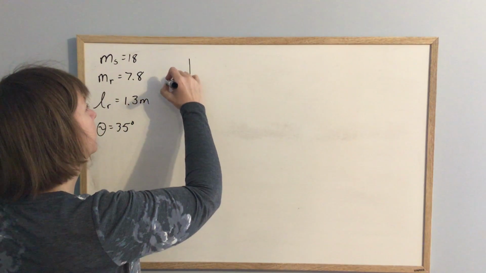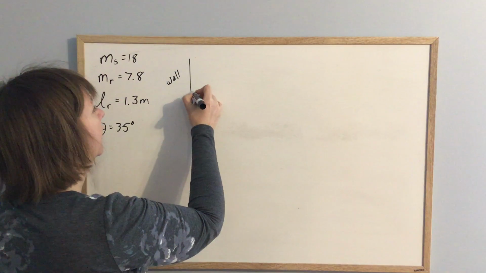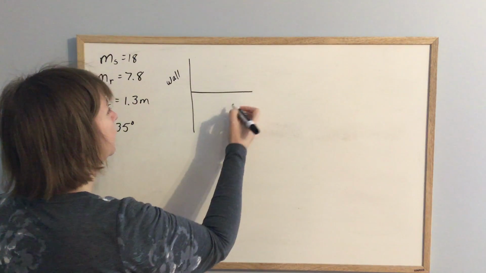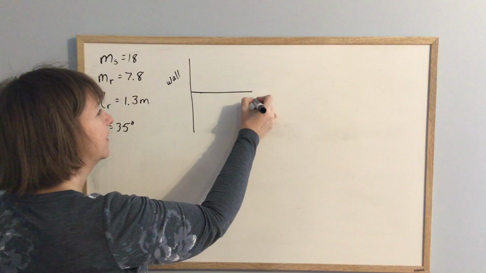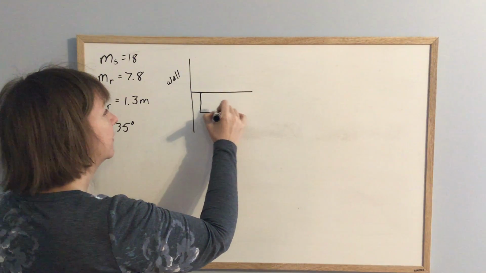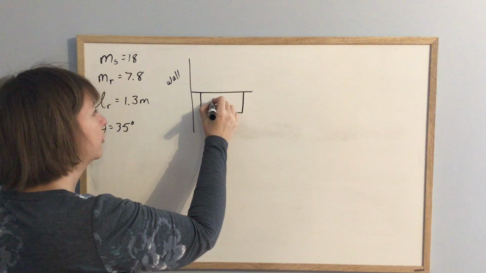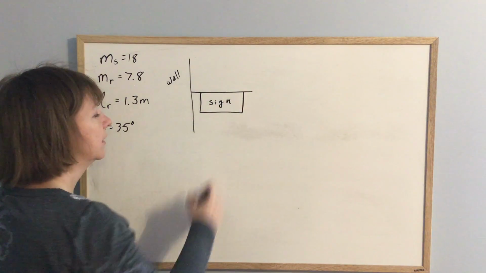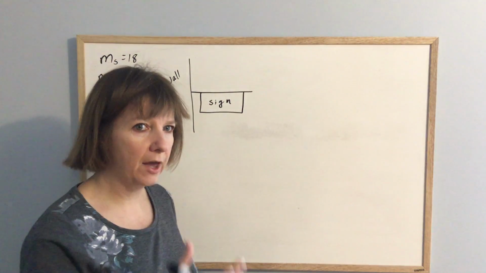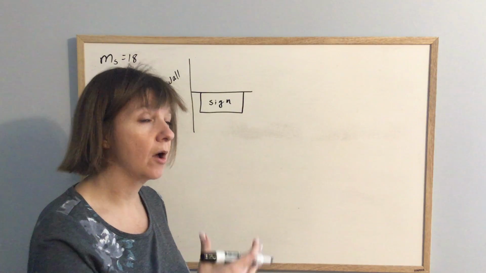So here's the wall, okay? And then there's a rod out here, and they said the sign isn't hanging at the end of the rod. They said it's hanging symmetrically. So here is the sign. It's hanging so that it's balanced along that rod.